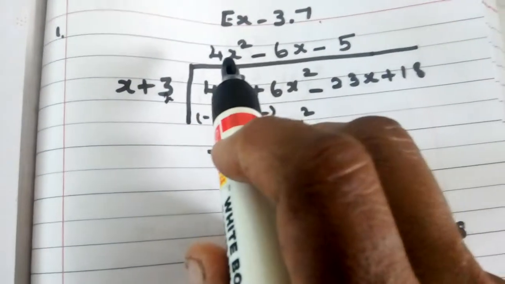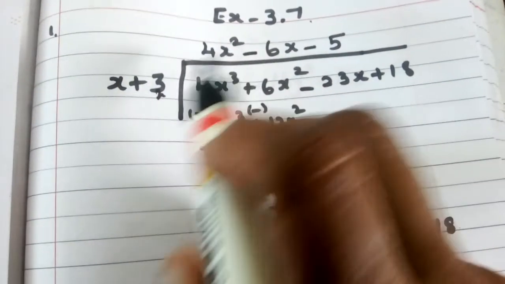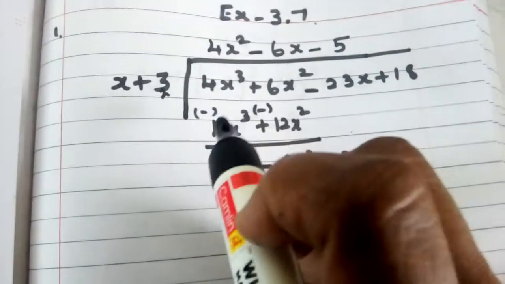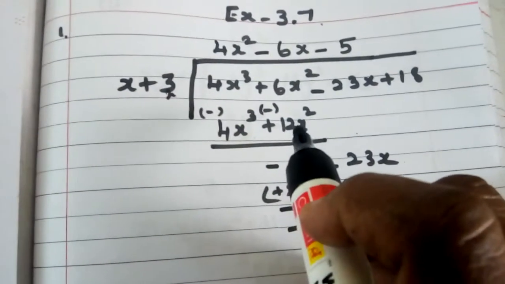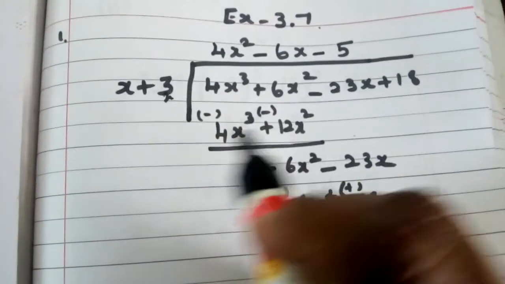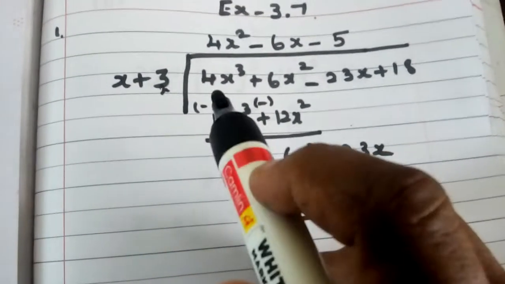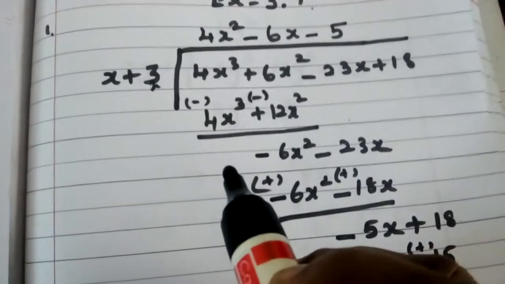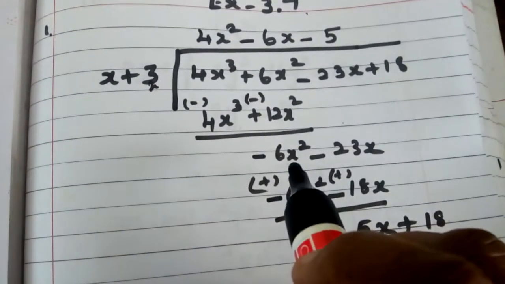So 4x squared. 4 into x, 4x, x squared into x cubed, so 4x cubed, and 3 fours are 12x squared. After writing that, you have to change the sign because we are going to do the subtraction. 4x cubed minus 4x cubed is 0, and this is minus 12x squared. So from this, it becomes minus 6x squared.